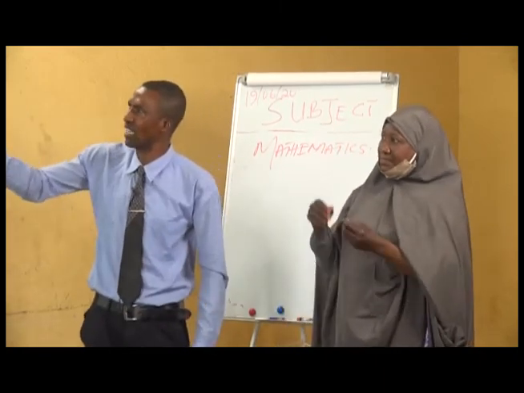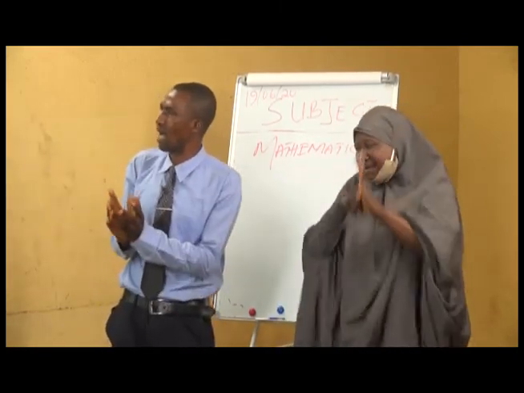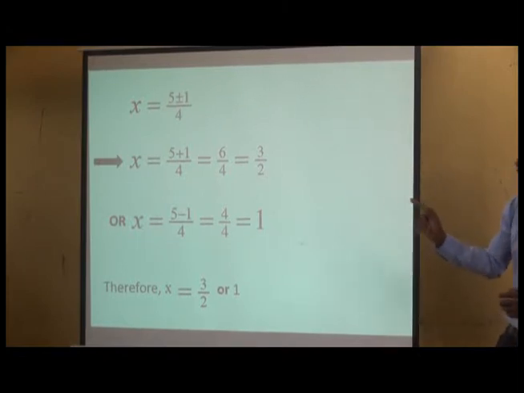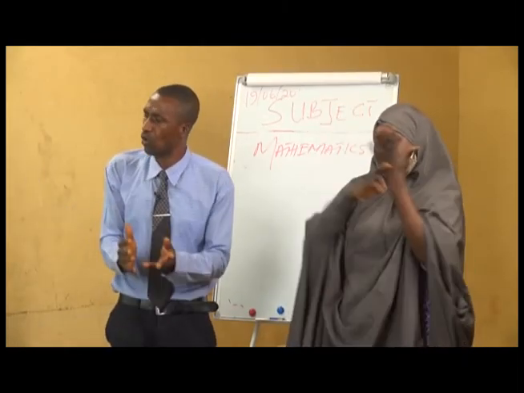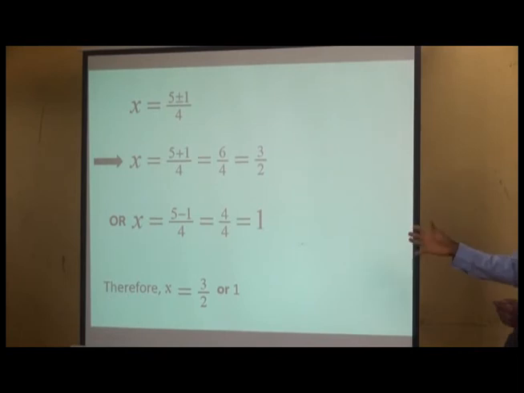If you are considering the negative term only, that becomes 5 minus 1 over 4. 5 minus 1, the answer is 4. And 4 divided by 4 equals 1. Conclusively, as I said before, your x is equal to 3 over 2 or 1.